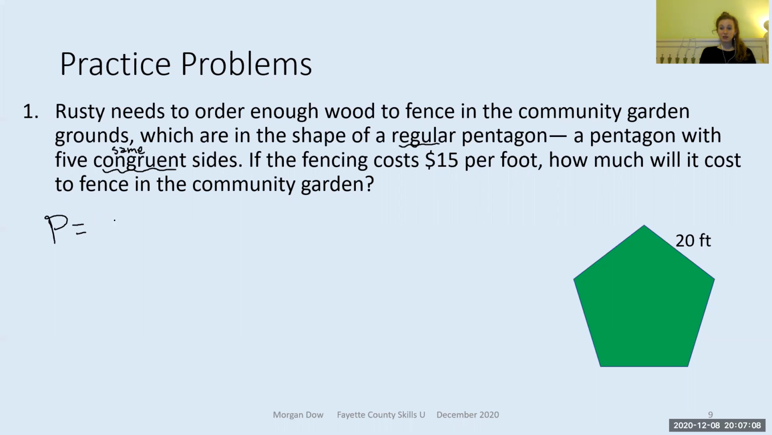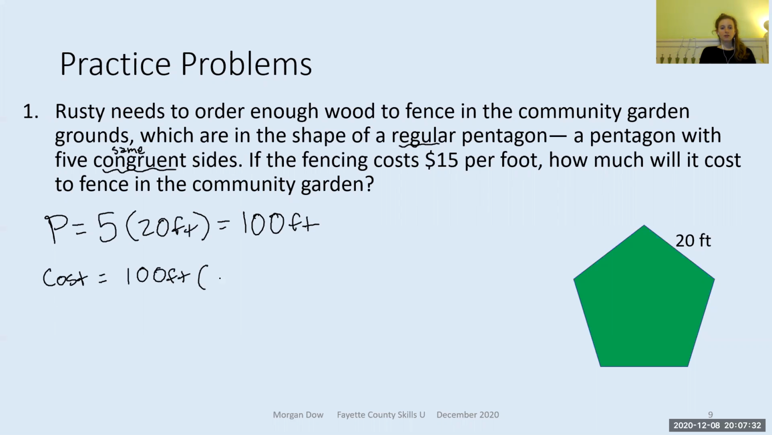We look at our picture and we see one of the sides is 20 feet. So if I have 5 sides that are each 20 feet, all together, that is 100 feet of fencing that I need. Okay, and then it costs $15 per foot. So my total cost is going to be 100 feet times $15 per foot, which gives me a total cost of $1,500. So not a cheap project, but hopefully that's some good quality fencing that Rusty's buying.